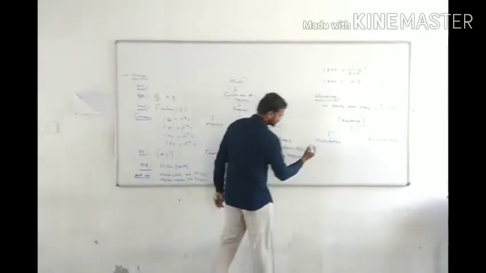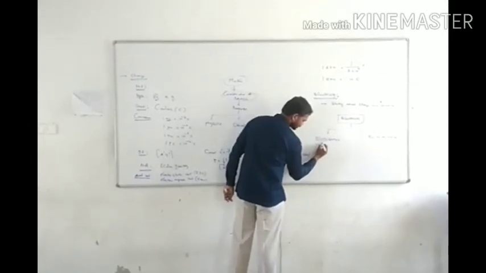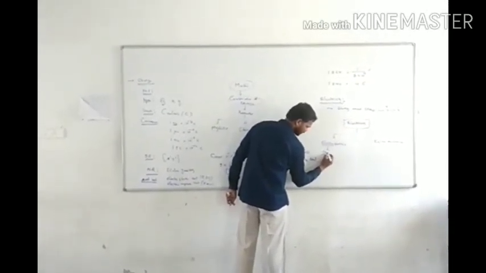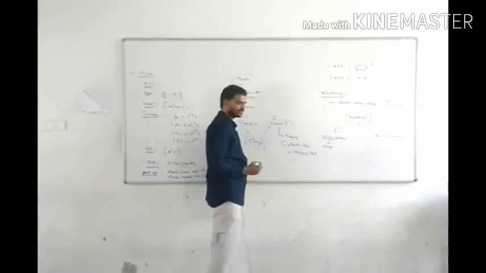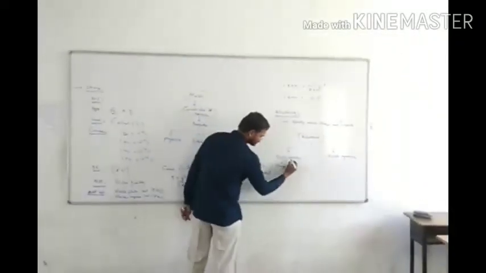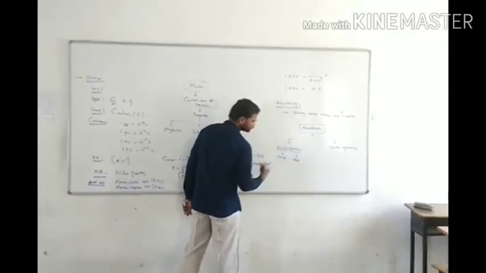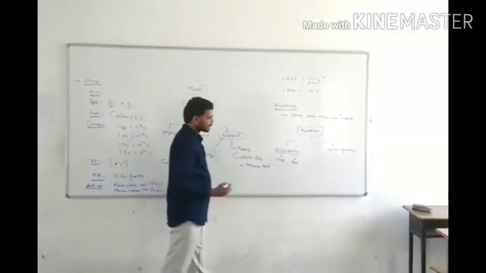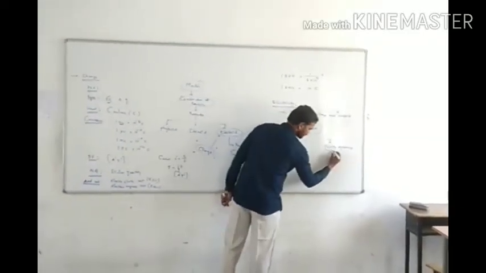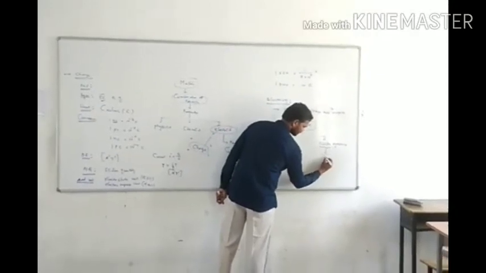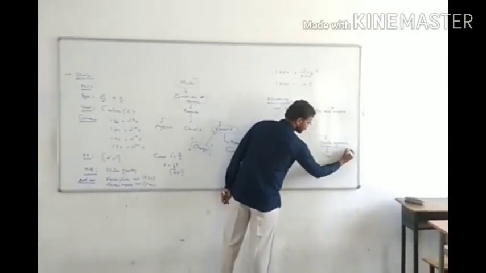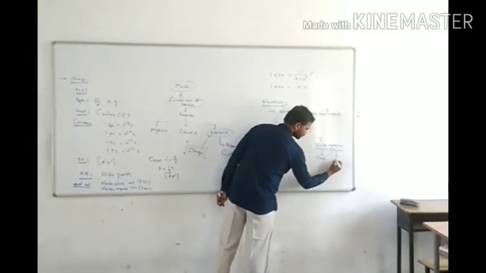See, the word electro refers to the charge. We know that. Electro means the charge. The word static means rest or stable. Similarly here, electro means the charge. The word dynamics refers to motion.